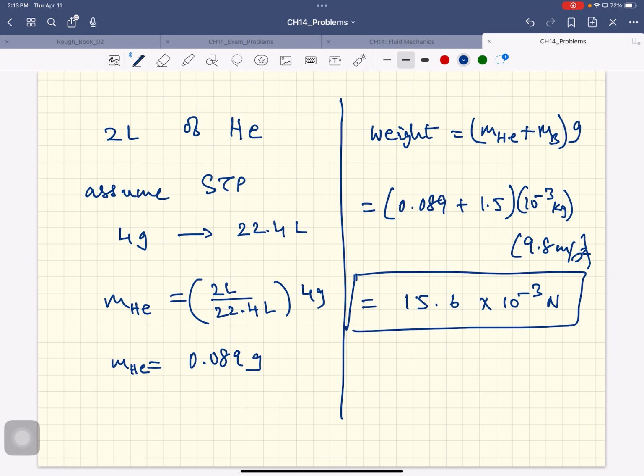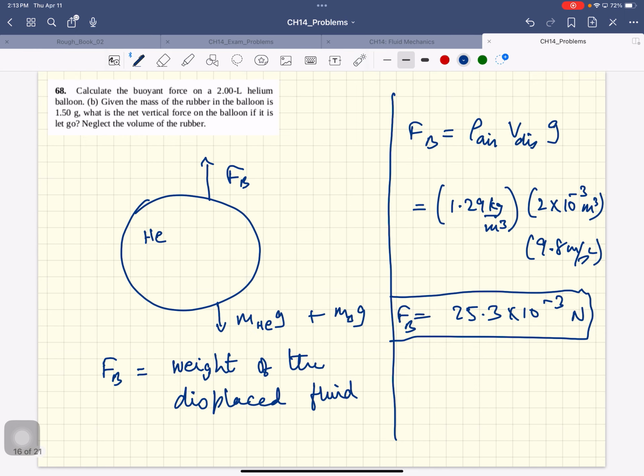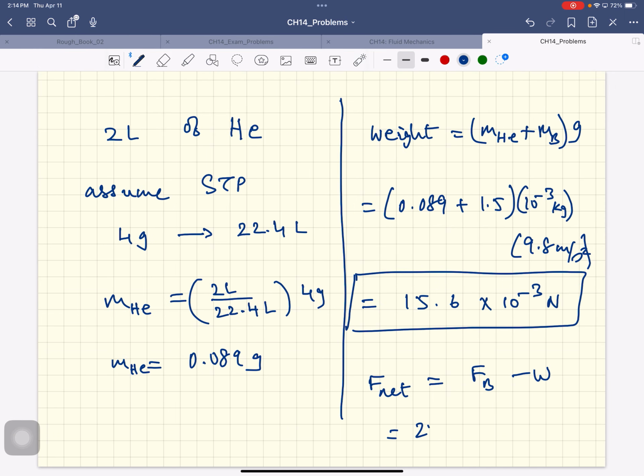So the net upward force is the buoyant force minus the weight, which is 25.3 minus 15.6 times 10 to the minus 3 newtons. Okay, 9.7 times 10 to the minus 3 newtons. So the helium balloon feels a buoyant force.